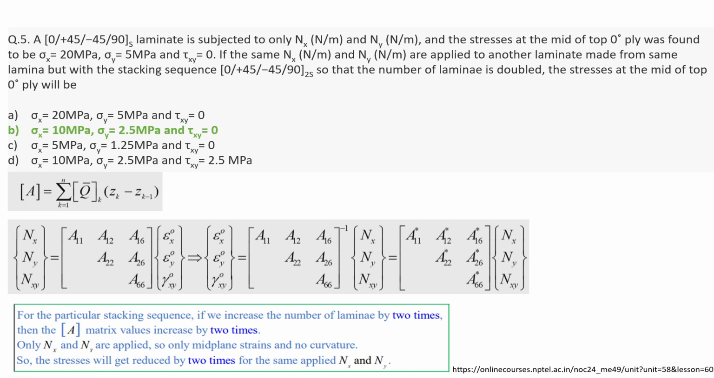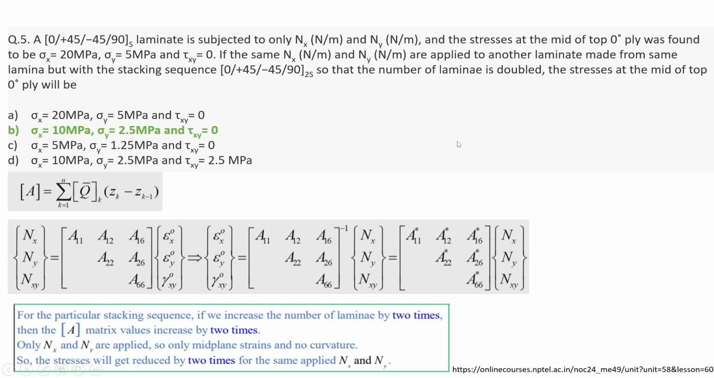Only Nx and Ny are applied, so there are only mid-plane strains and no curvature. So we will only use the relation between the load and the mid-plane strains. The stresses will get reduced by 2 times for the same applied Nx and Ny. As the A value is increasing, the stresses will reduce by 2 times. As you can see here, the A value will increase by 2 times, and when put in this way, it will be half. That means the strain values will be half, and if strain values are half, then the stress values will also be half.